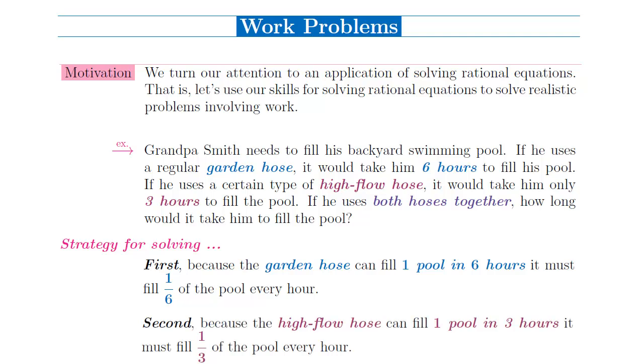Second, because it takes 3 hours for the high flow hose to fill the pool, it must fill 1/3 of the pool every hour. And again, think about it. It takes 3 hours for the high flow hose to fill the pool. So in 1 hour, 1/3 of the pool is filled by the high flow hose.